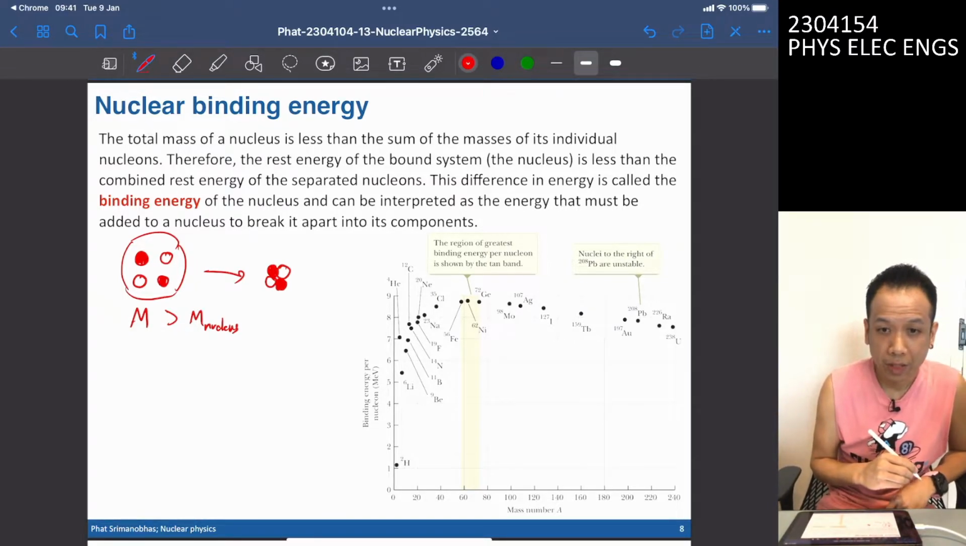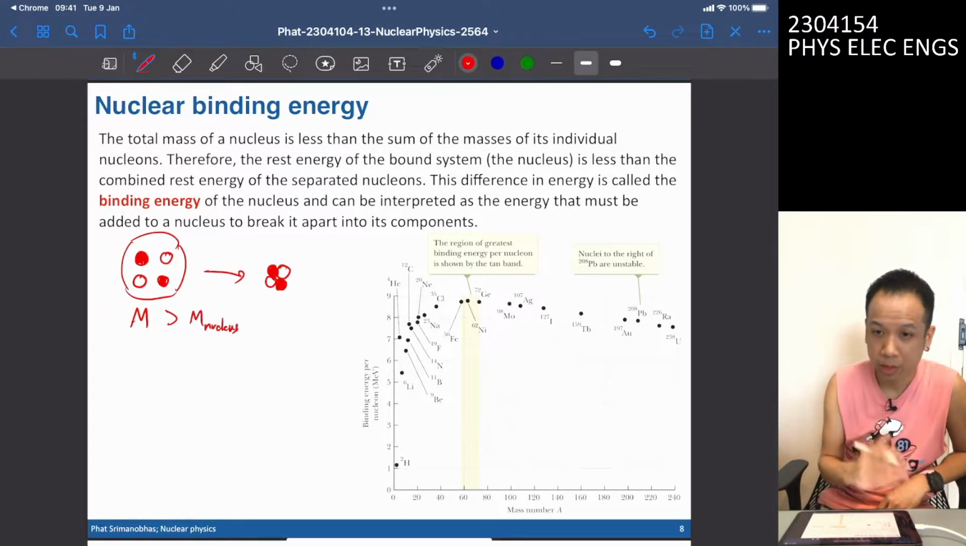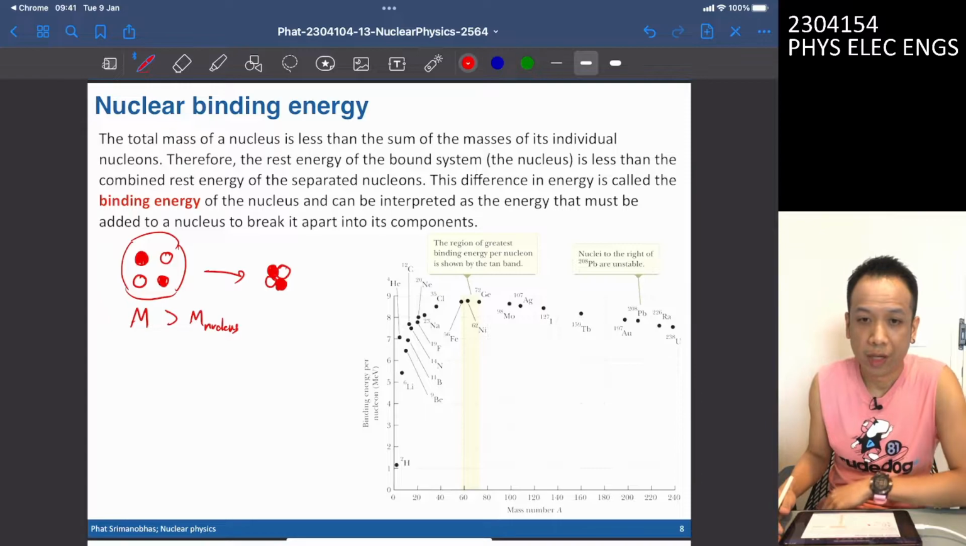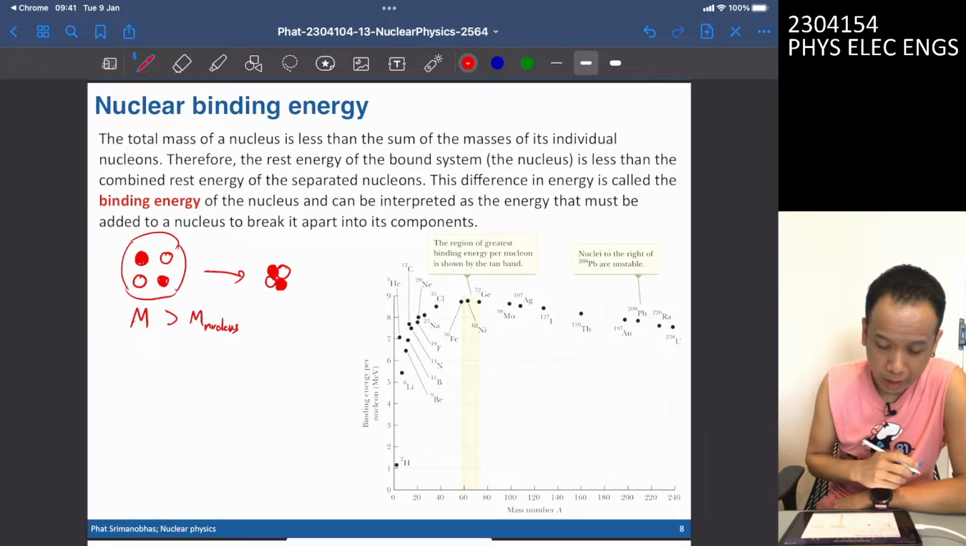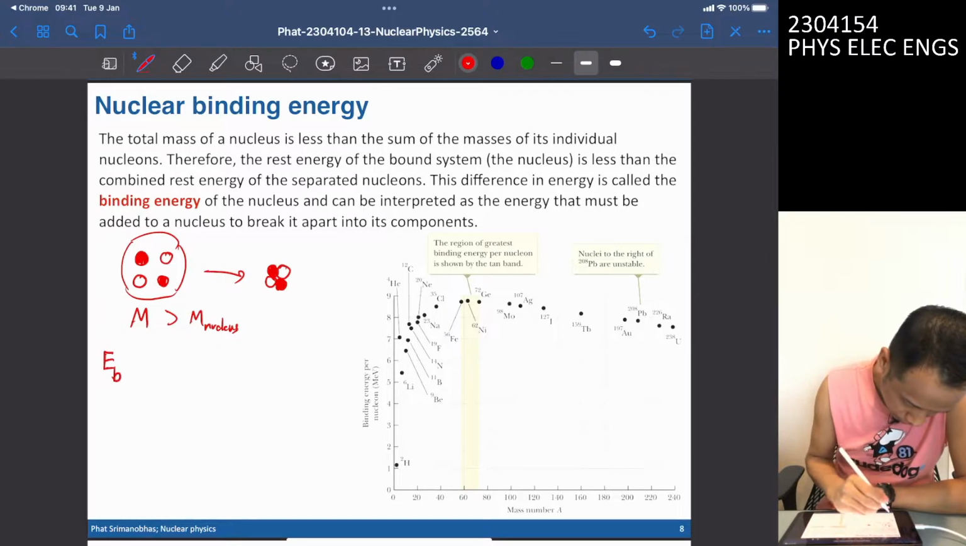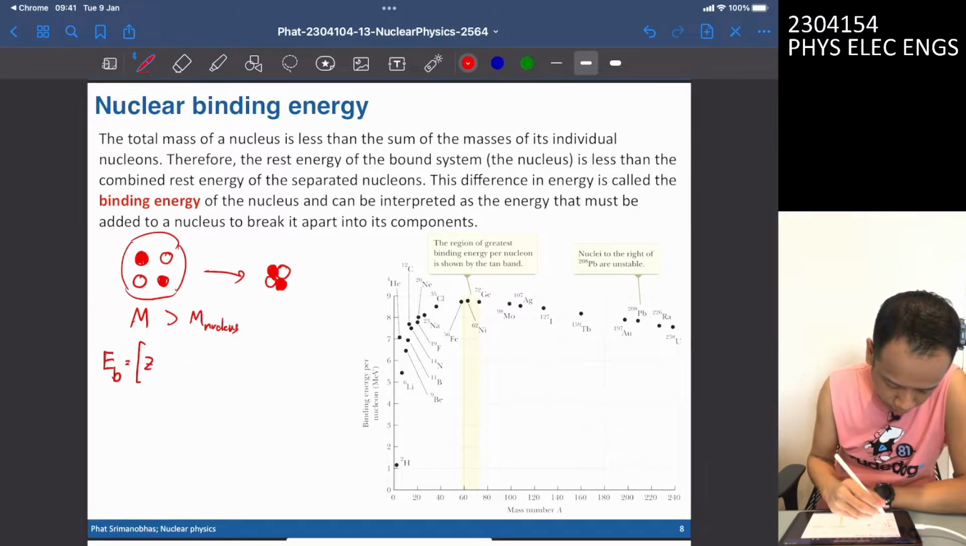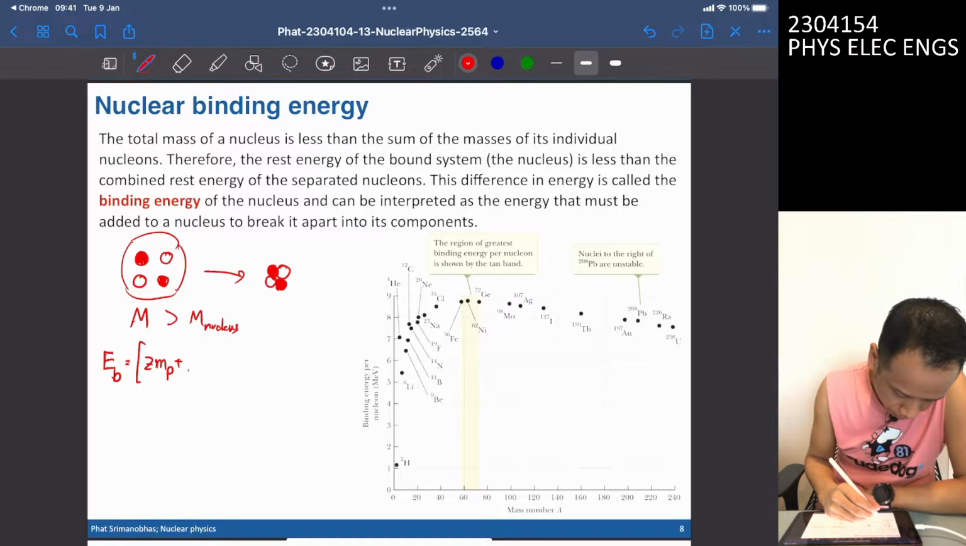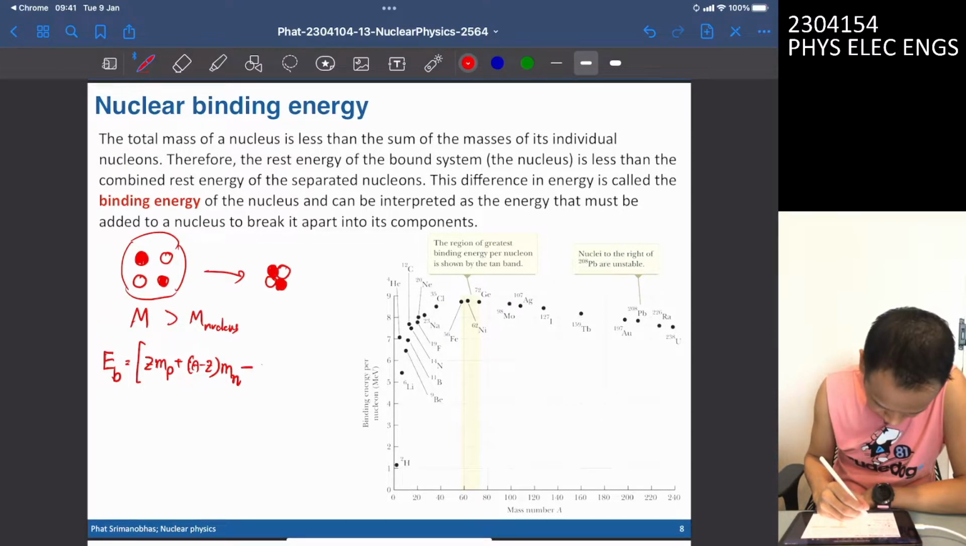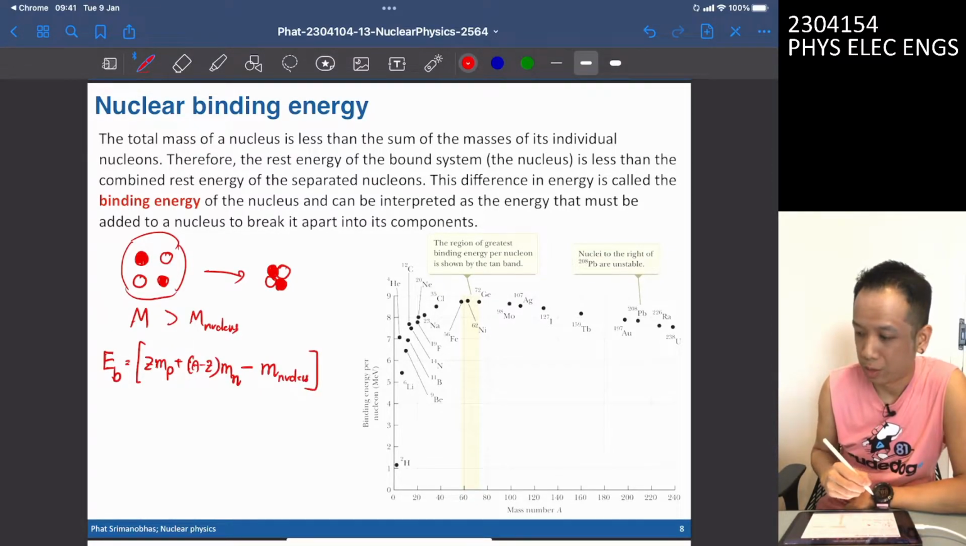Okay. And the difference of the energies is a difference of mass, because mass and energy are the same thing, right? So the difference, this is what we call the binding energy. The binding energy, by definition, is the mass of the constituents, so the mass of the protons, Z protons times the mass of the proton, plus the neutrons, which is A minus Z, times the mass of the neutron, and then minus the mass of the nucleus. Okay, and then you convert it to energies.